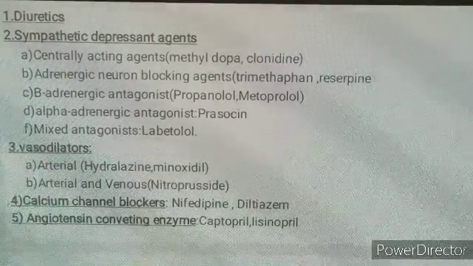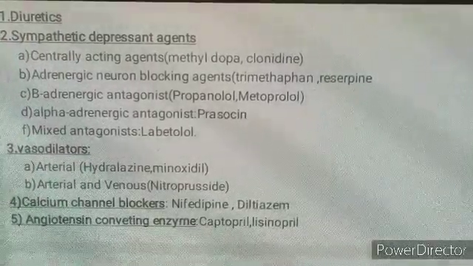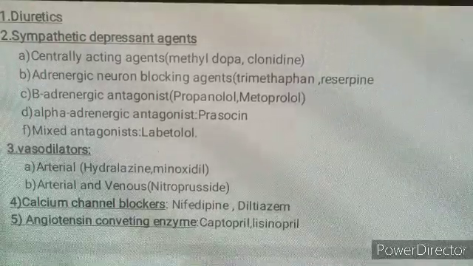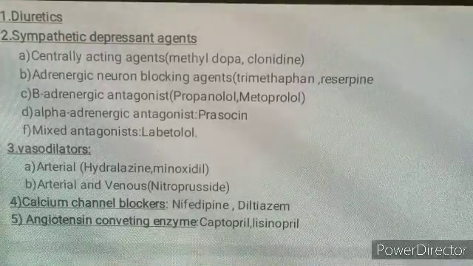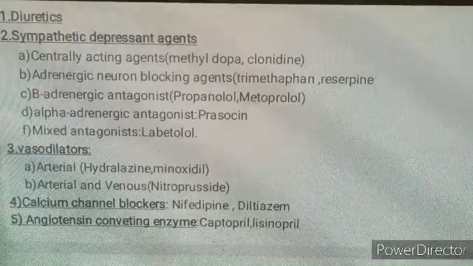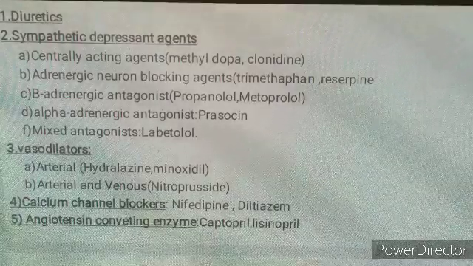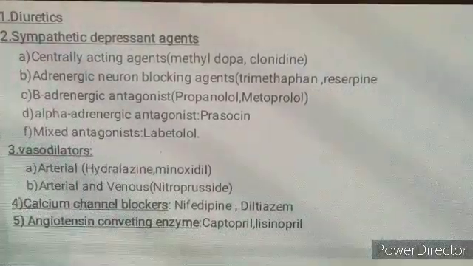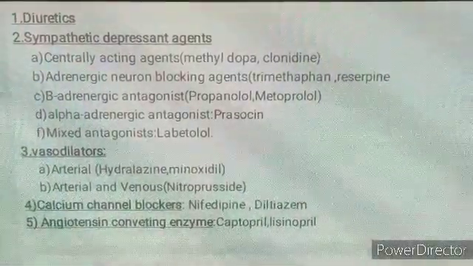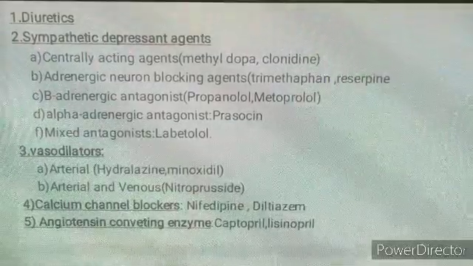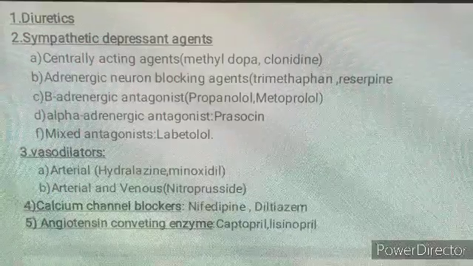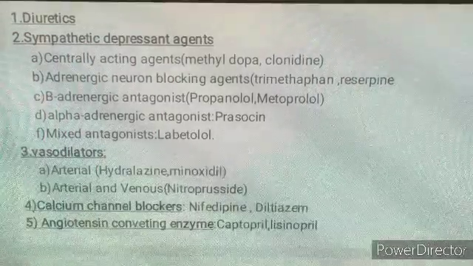Then we have methyldopa, which is an alpha 2 agonist that is converted into methyl norepinephrine centrally to diminish adrenergic outflow from the CNS. Then we have adrenergic neuron blocking agents like trimethaphan and reserpine. Reserpine is an alkaloid, we'll be discussing this, obtained from Rauwolfia serpentina.